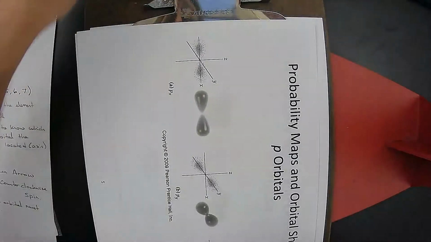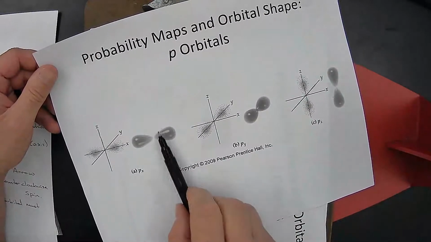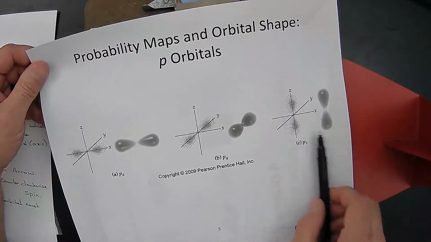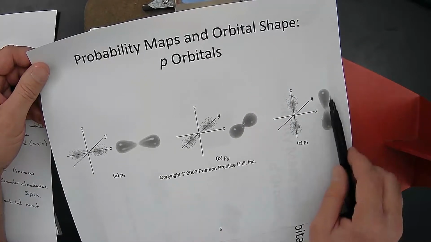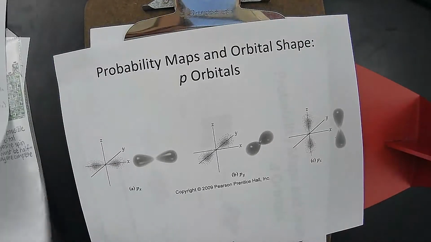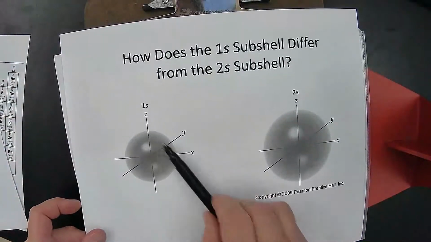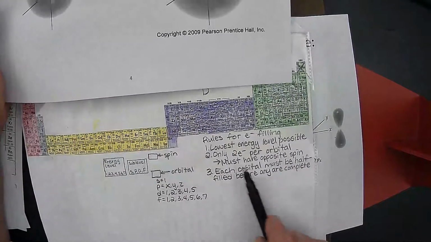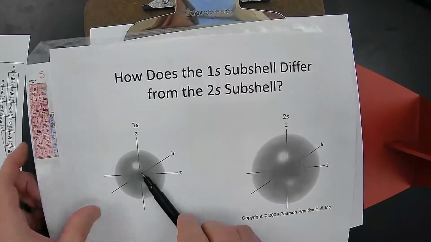And then the p's actually have 3 orbitals. The px, the py, and the pz. 2 electrons can fit into this orbital, 2 into this, and 2 into this. As a reminder, why is it that the s only has 1 orbital? Well, the rule is that only 2 electrons are allowed per orbital, so this S only allows 2 electrons.